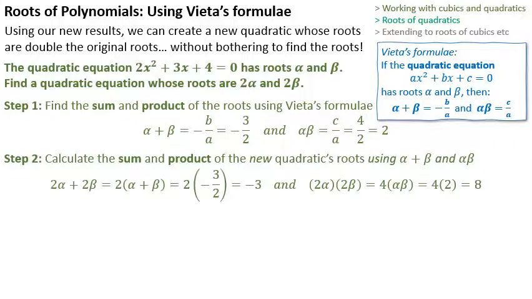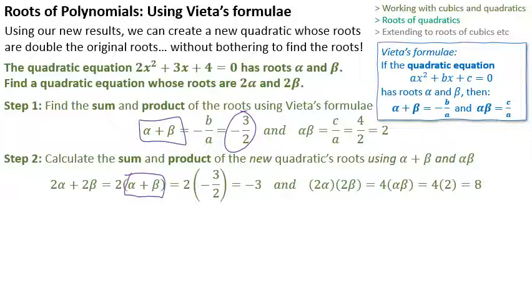So here's how I'm going to do this. I'm going to add 2 alpha and 2 beta together. This is the sum of the roots of the new quadratic. But then I'm going to notice that 2 alpha plus 2 beta can be rewritten pretty easily as 2 lots of alpha plus beta. And here's the clever bit. We don't know what alpha is, we don't know what beta is, but we do know what alpha plus beta is. So there's no need for me to ever calculate alpha or beta to generate the sum of the roots of the new quadratic.